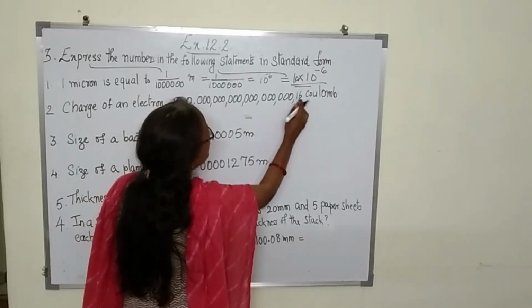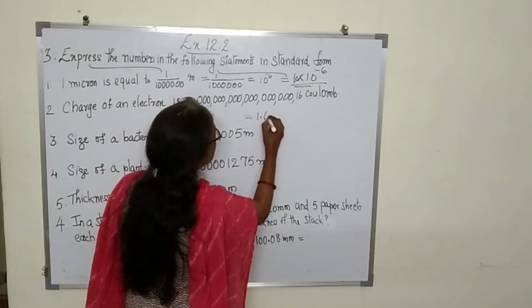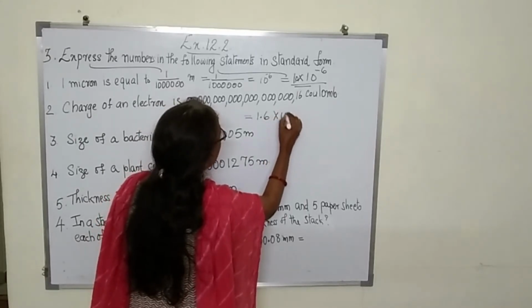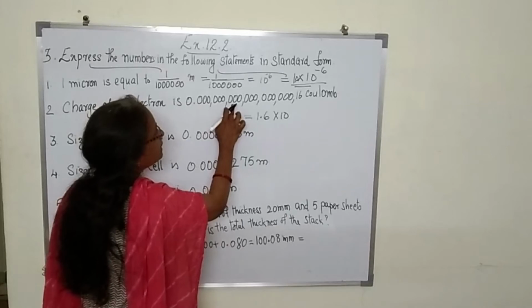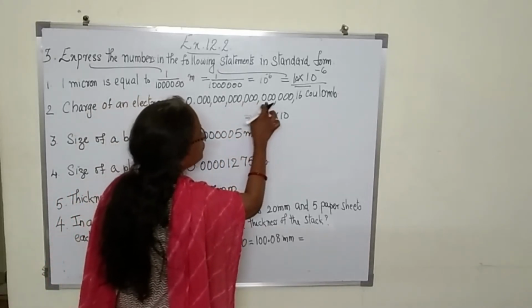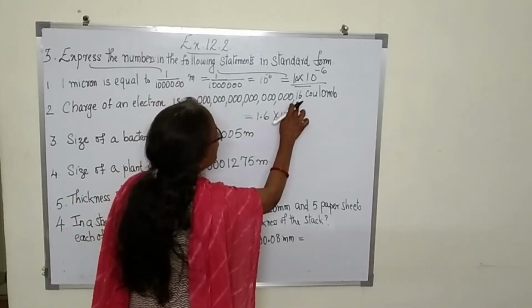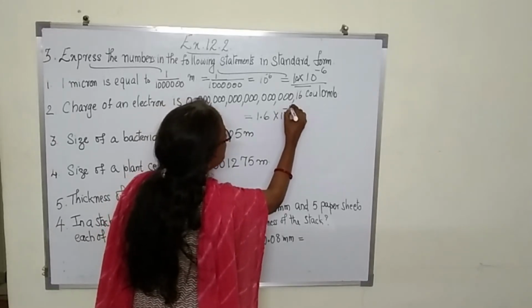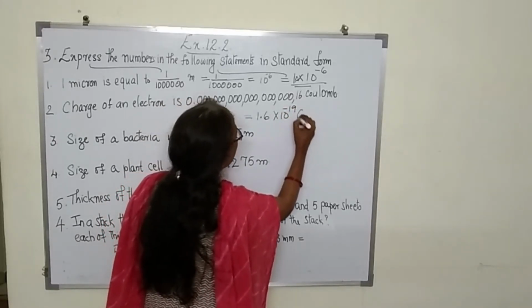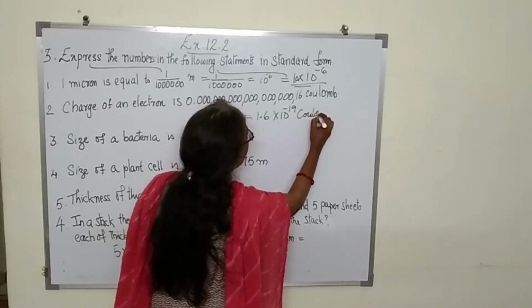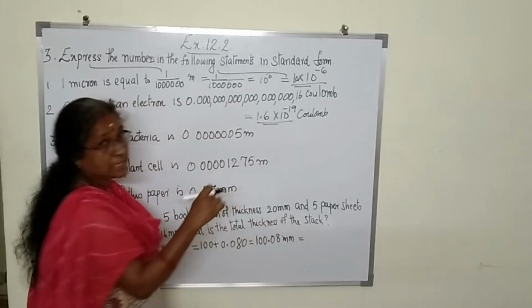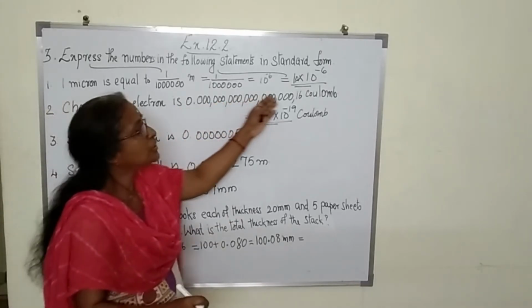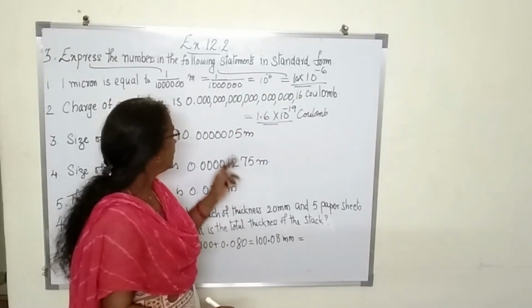We write first 1.6 into 10 raised to. It will be a negative power. 3, 6, 9, 12, 15, 18 and 19. So raised to minus 19 coulomb. So this is easy to remember, but such numbers will be difficult to remember.